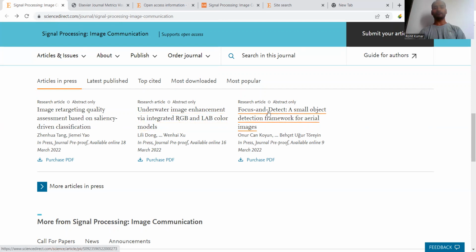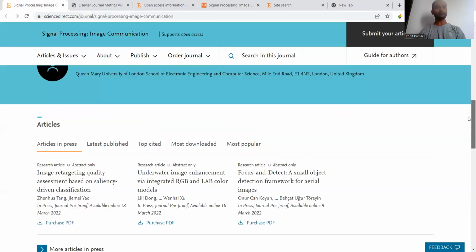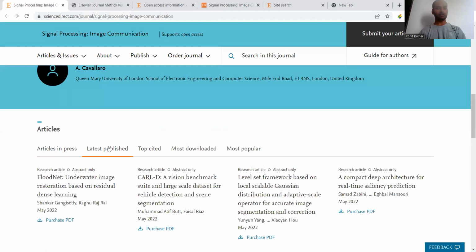Then Focus and Detect, it's the short name that they have given for a small object detection framework for aerial images. Okay, so again, UAVs come into the picture, and with respect to UAVs, a lot of research is going on. Then coming to the latest published, you can see that again, underwater image restoration. So as I was saying, underwater image restoration or improvement, this sort of domain is very popular nowadays. Then vision based works are going to be in focus.